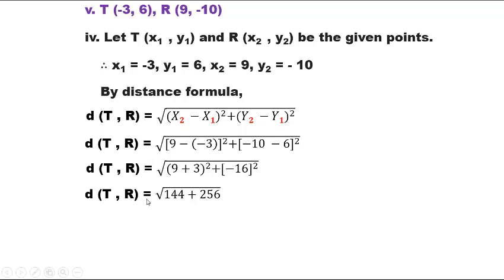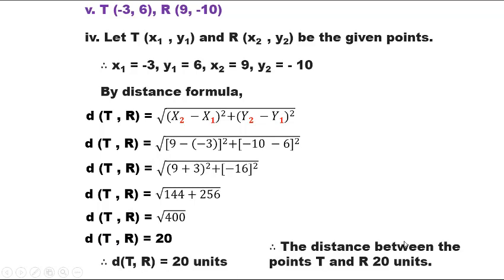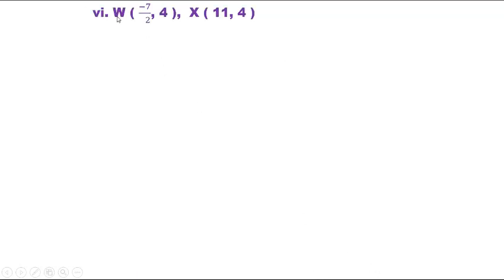Distance between T and R is equal to under root of 144 plus 256. Distance between T and R is equal to under root of 400. Therefore, distance between T and R is equal to 20. Distance between T and R is equal to 20 units. The distance between the points T and R is equal to 20 units.